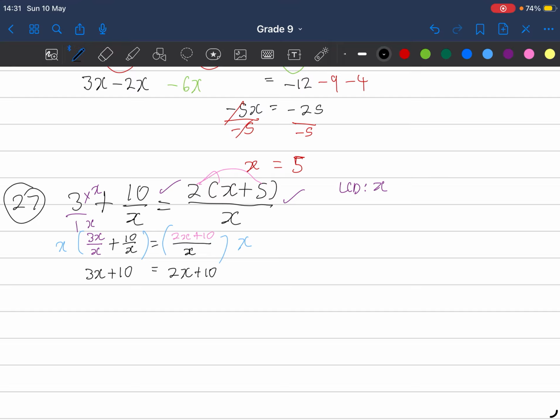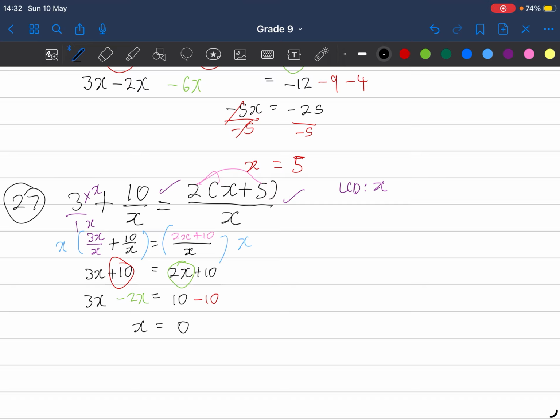All right, our anomalies here are this and this, so 3x minus 2x over here, and 10 minus 10 over here, and that's equal to 0 and x. So our answer is x equal to 0.